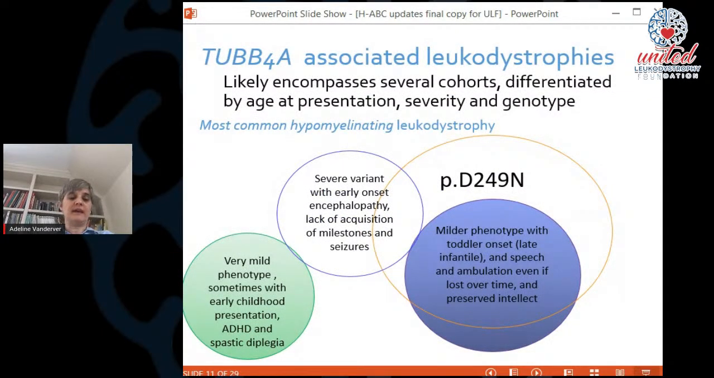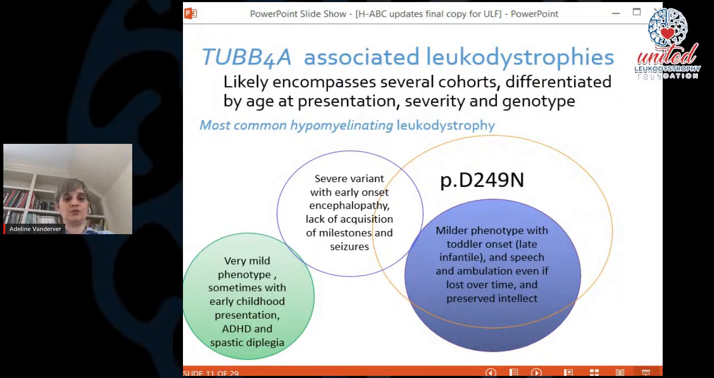So now that we have access to all that data, and now that here at CHOP we are also doing what's called a natural history study, where we're collecting information on as many affected individuals as are willing to share data with us, we now understand that there are probably 3 broad groups within the TUP4A associated leukodystrophy family.